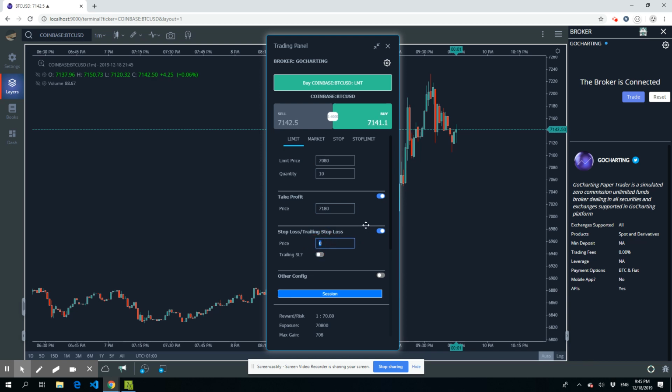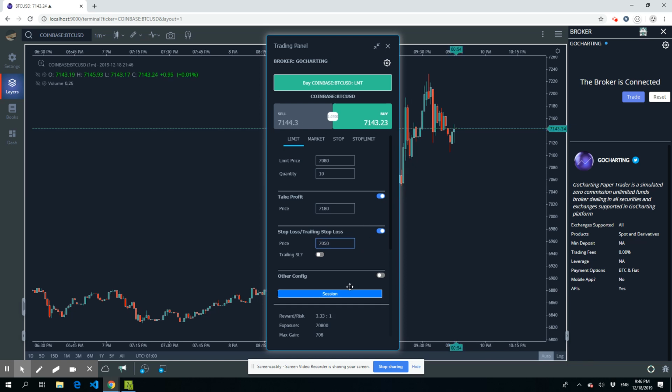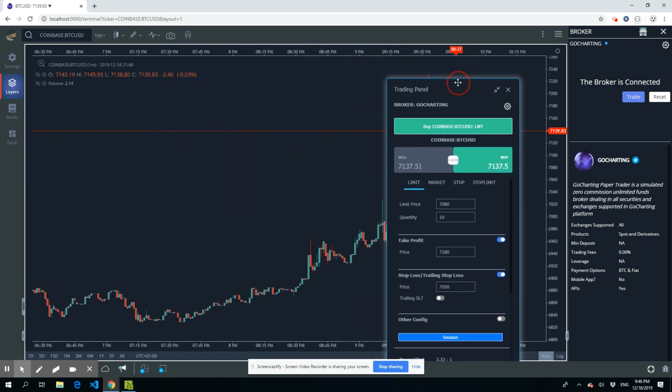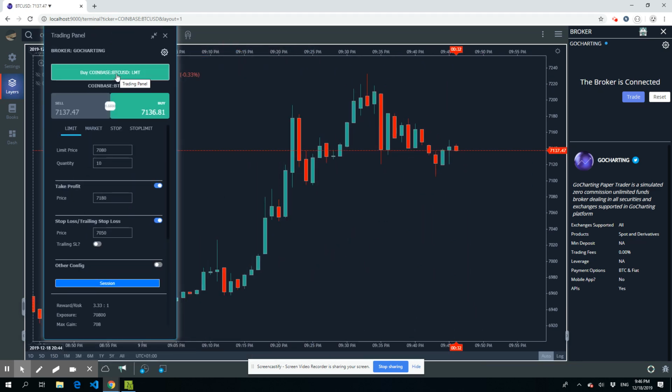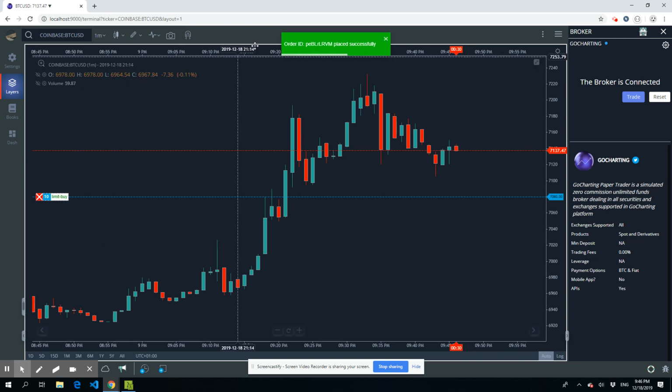And then I'm going to put a stop loss to limit my losses somewhere around 7050, right? So now you can see that the reward is three times more than the risk because I have right now mitigated my risk by putting in the stop loss. With all things being said, you can literally move this panel wherever you want, right? So I'm gonna try and put an order in, and it says order ID placed successfully.